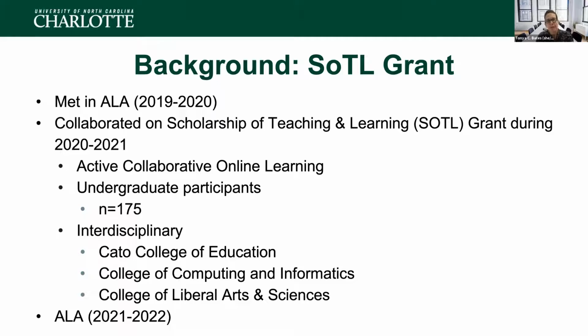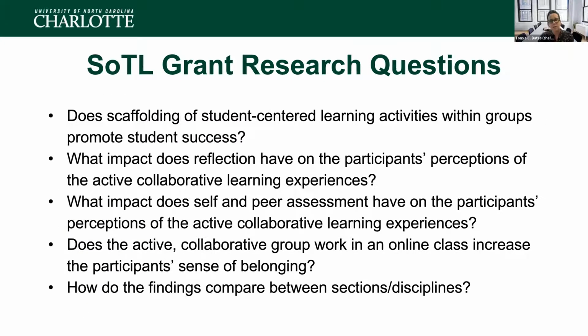We met as part of the Active Learning Academy in 2019 and decided to work together to submit that Scholarship of Teaching and Learning, or SOTL, grant on active collaborative learning in 2020. We received the grant and proceeded to collect data from 175 undergraduate participants from different colleges, from the Cato College of Education, from College of Computing and Informatics, and of course, the College of Liberal Arts and Sciences. And we are participating again in the Active Learning Academy, this cohort, which is why we're here with you today. So thank you for joining us. So these are our research questions for the study that we are still collecting data for.